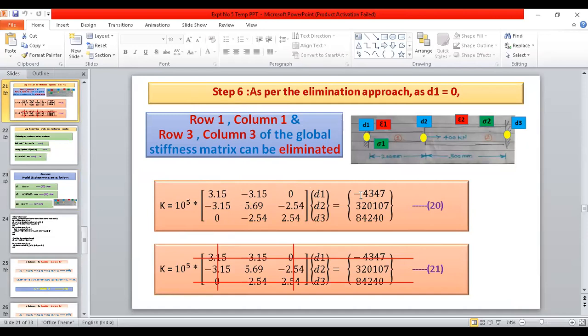Suppose I want to calculate reaction at node 1. So how to prepare? Just take the first row of the global stiffness matrix and the column of the displacement vector, equal to the value of the load vector at position 1. Okay. Similarly, for third node, or we can say reaction at node 3, take the third row of the global stiffness matrix and the same column of displacement. Okay, multiplied it equal to reaction at node 3.